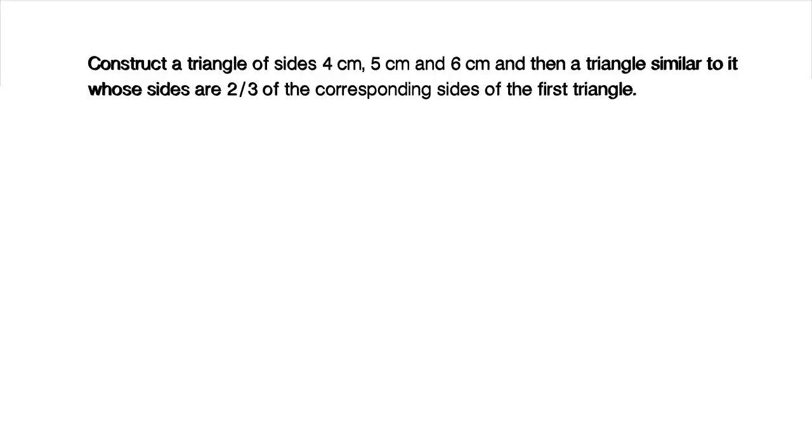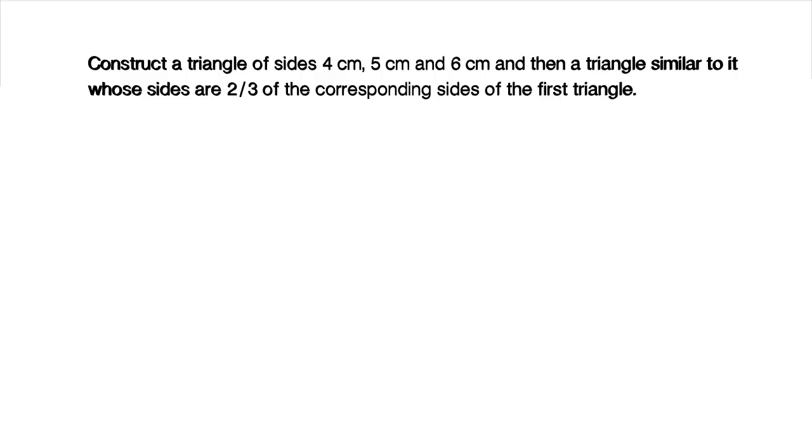In the question, it is clearly mentioned that the sides should be 2 by 3 of the corresponding sides of the first triangle. So the ratio is given. Now we need to understand how to draw the similar triangle which is in the ratio 2 by 3.